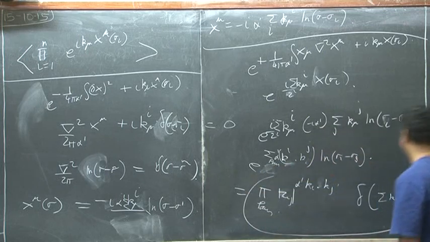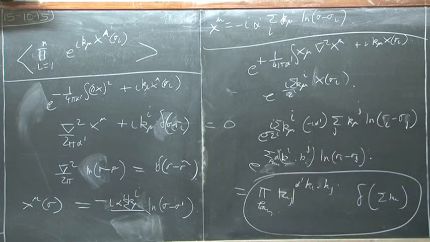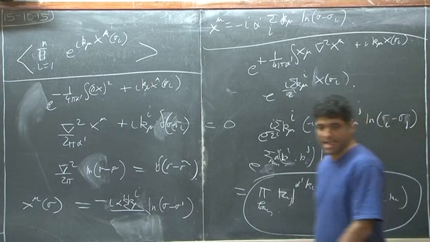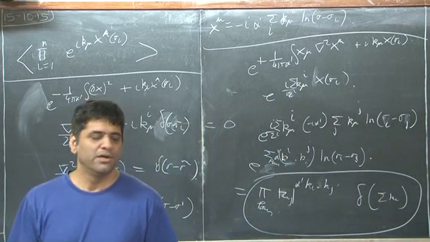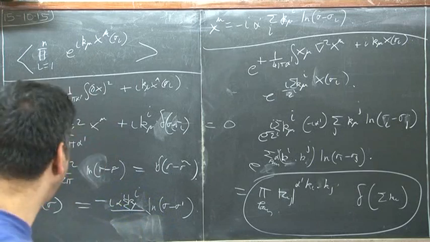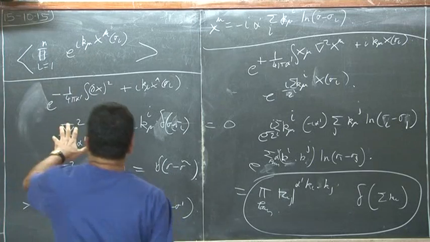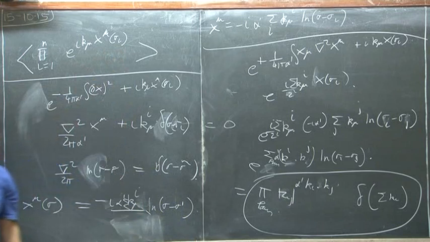Okay, so this is the final answer. This is the final answer, where the insertions are just e to the power i k x. Any questions or comments about this?